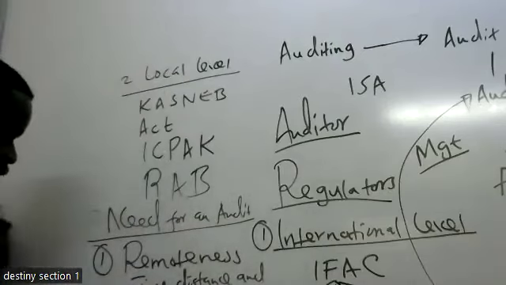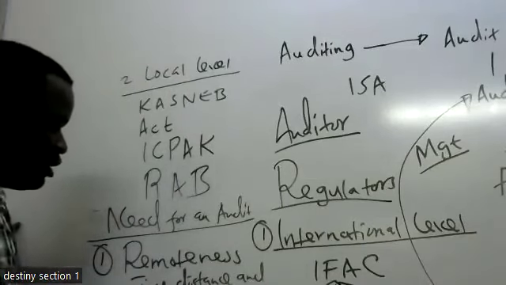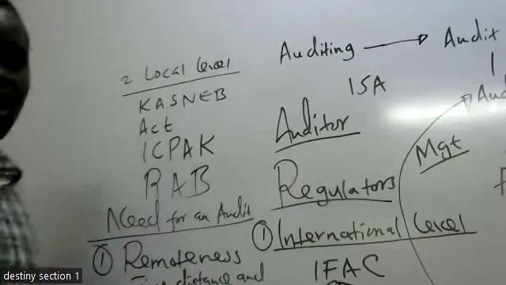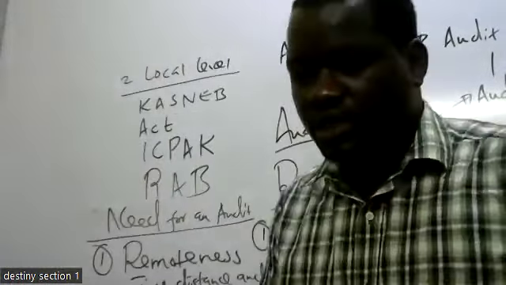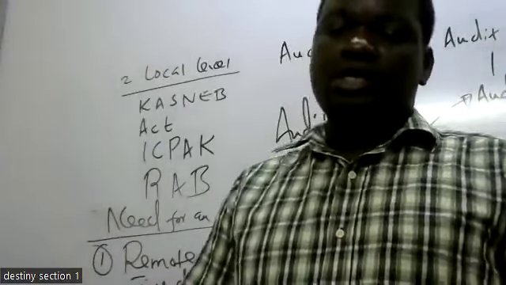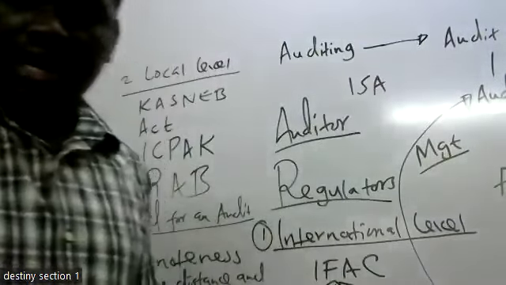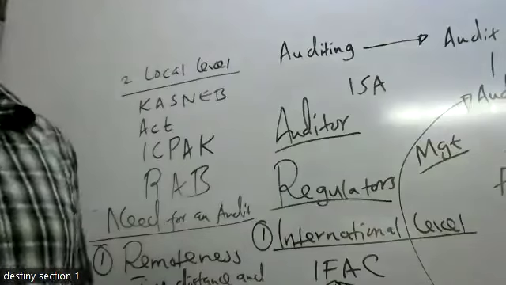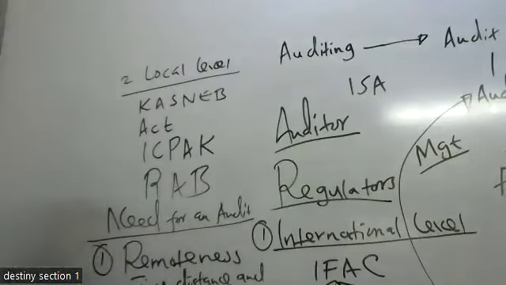Then the third reason why an audit is very vital is what you call complexity. This is another reason why we need an audit. The language under which the financial statements are normally prepared may not be well understood by these users or the owners. Majority of them are non-accountants, so they may not understand the accounting jargon. For that case, we may call for an audit.